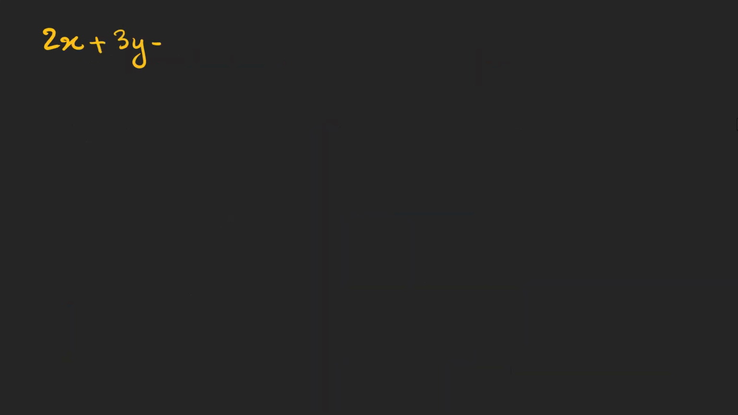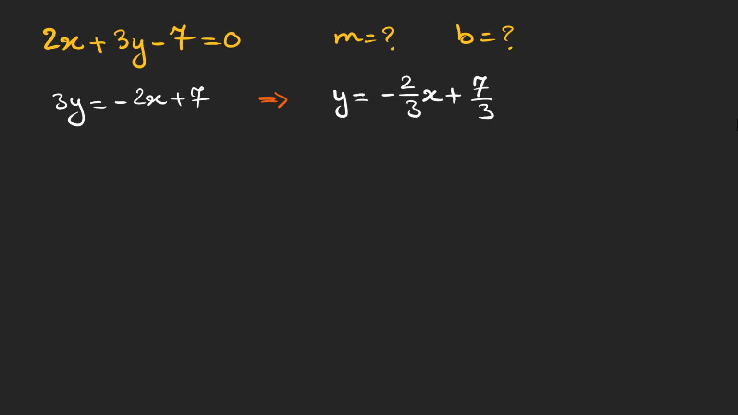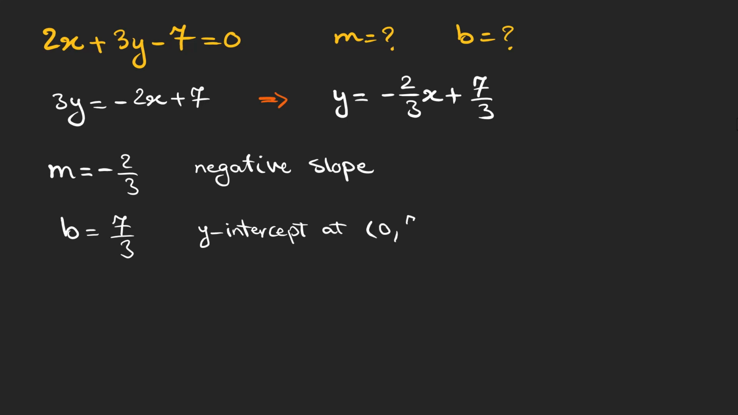Now take this line as an example and we are going to find the slope and the y-intercept. We first take the x term and the constant term to the other side and we can write the equation like this. So we can say that the slope is minus 2 over 3, which is a negative slope, and b is 7 over 3, which says that we have a y-intercept at this point.